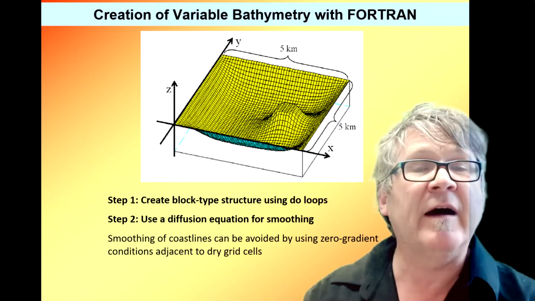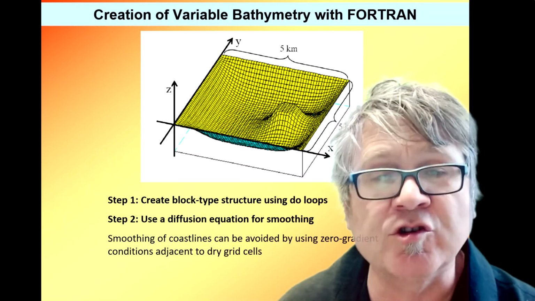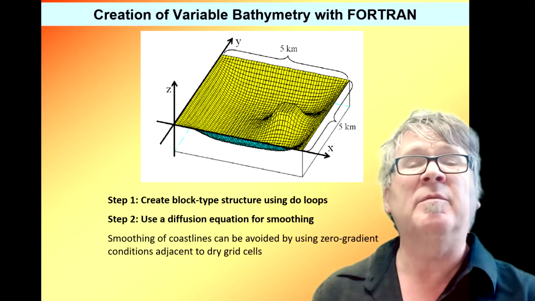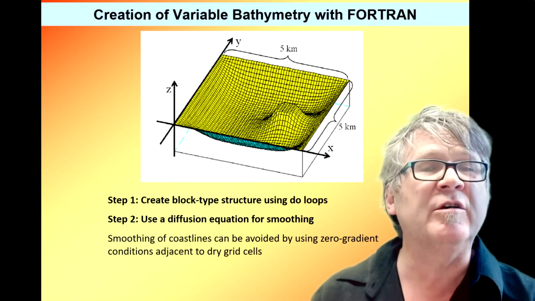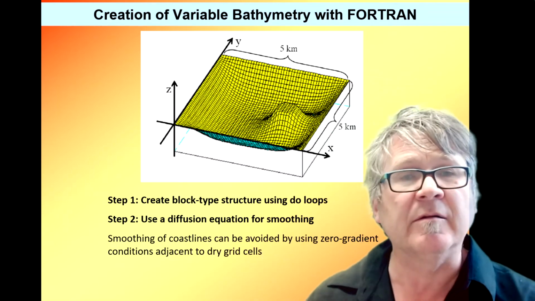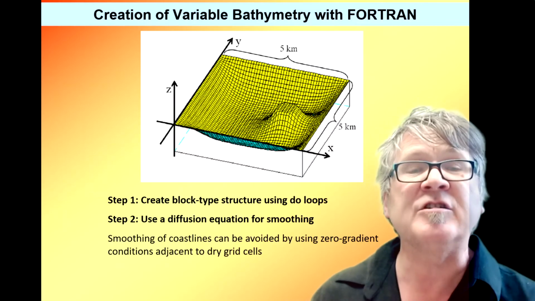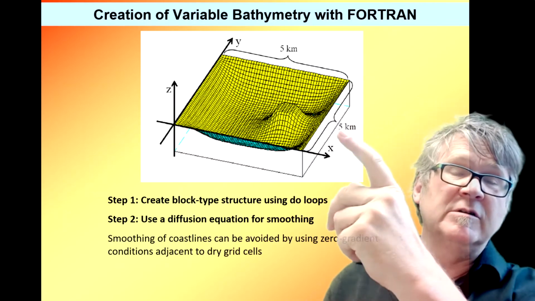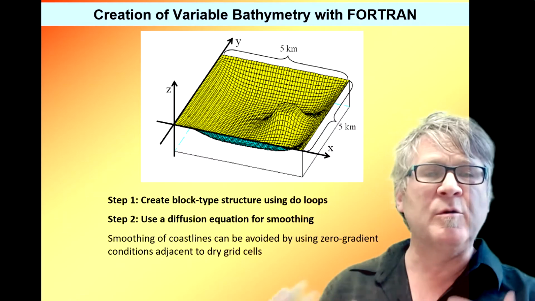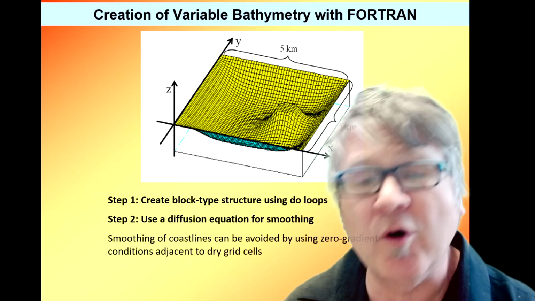You can modify how often you run the diffusion operators over this bathymetry. You can also change the degree of smoothing, the diffusion coefficient. This is how you can do it. Okay, and that's a nice, easy, quick way to do something which is a little bit more interesting.